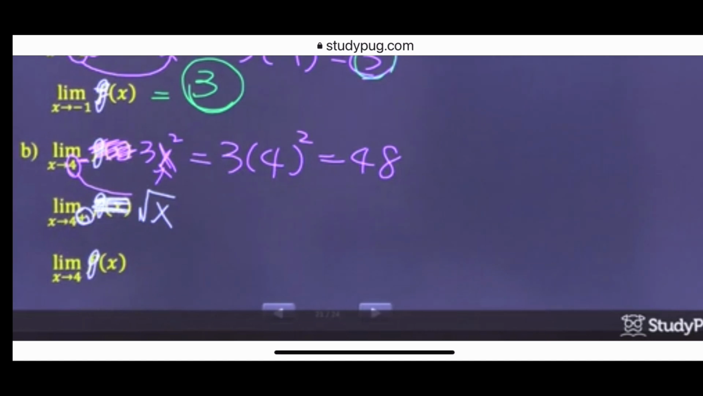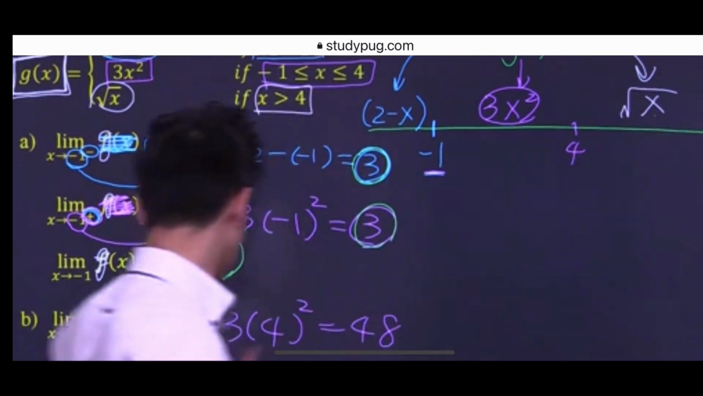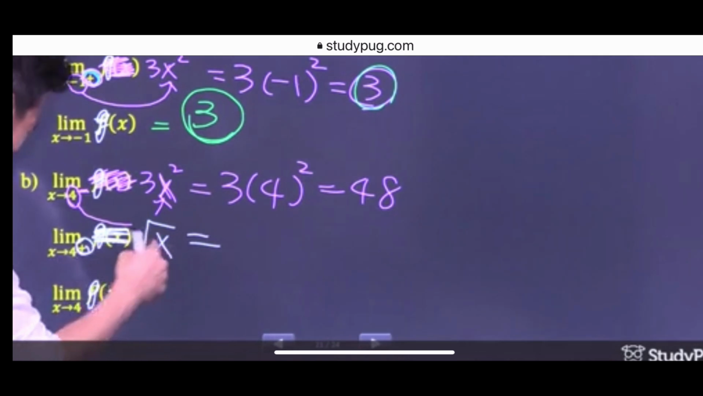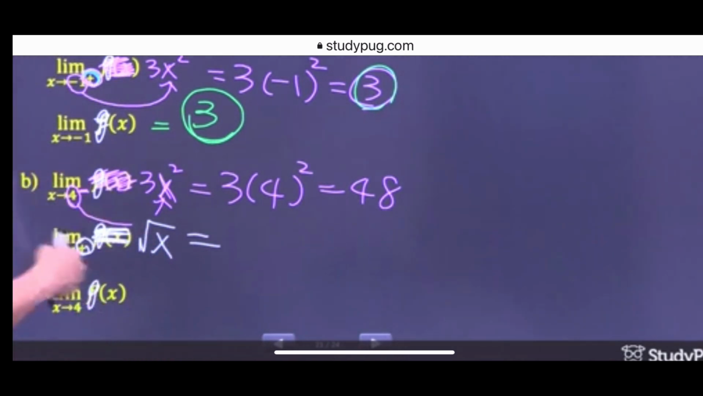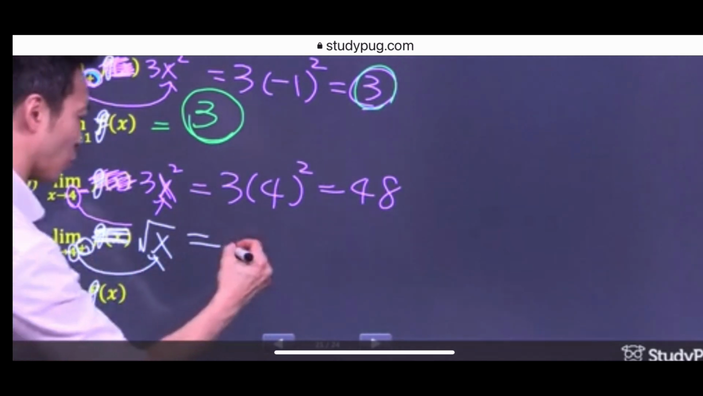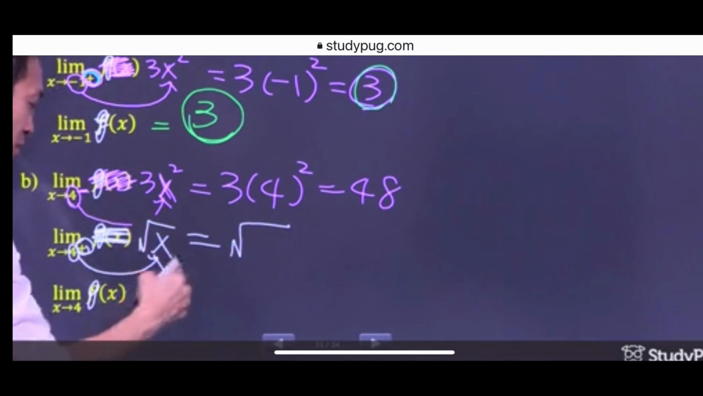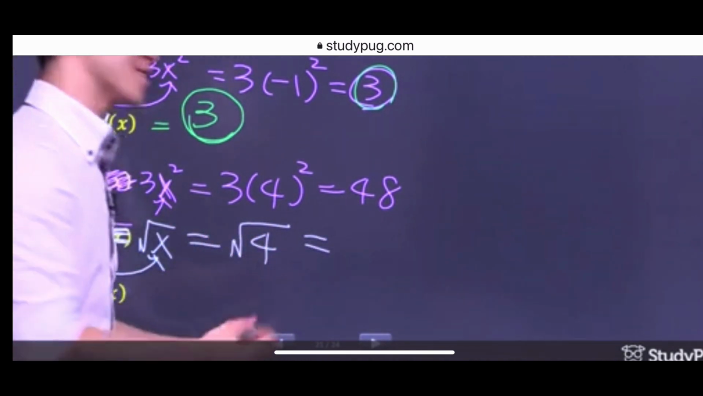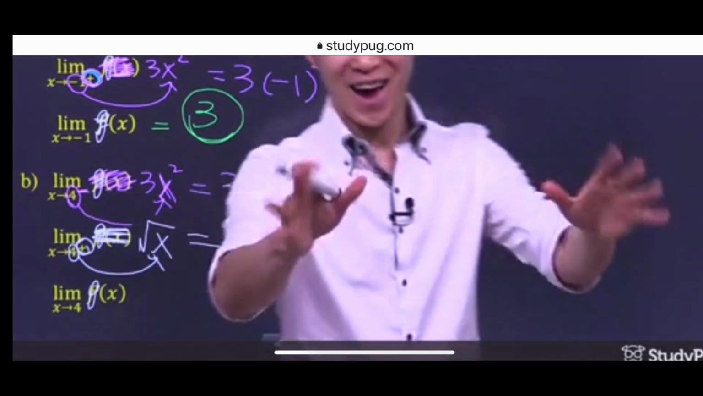Anyways, on the right side of 4, the function g of x is defined as the square root of x. Now, to evaluate this limit, apply direct substitution. Directly substitute 4 into the function. Then we have the square root of 4, and the square root of 4 is 2.